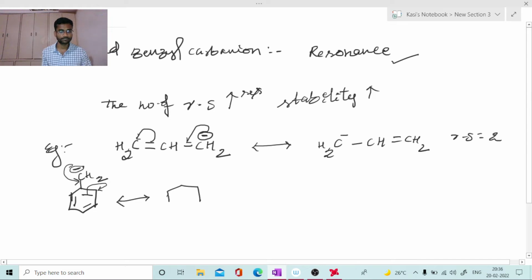See, double bond, then here a double bond to CH2, because the carbon has four valences, it has to be satisfied. So what is happening here? The negative charge is involved in the delocalization. Because of that delocalization, they can form resonating structures. The more the number of resonating structures, the more stability they have.